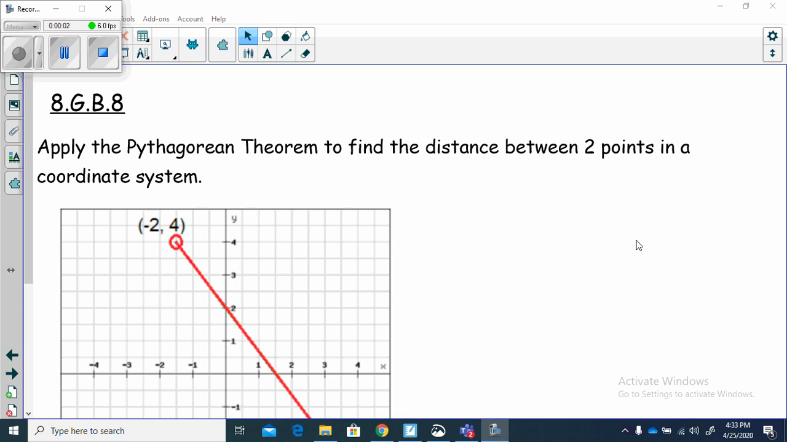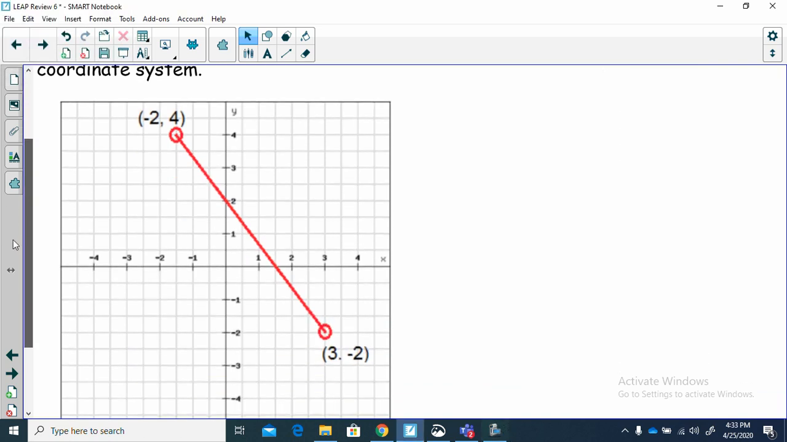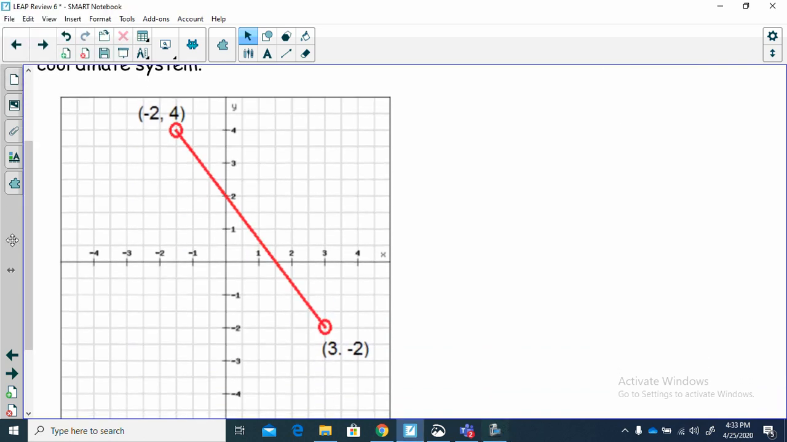This is standard 8.G.8, where we're going to apply the Pythagorean theorem to find the distance between 2 points in a coordinate system. So let's see what we've actually got here. We've got a line. It's got 2 points on it, 2 endpoints.